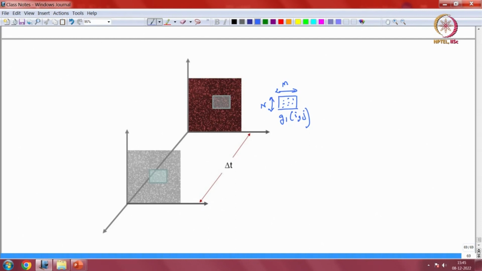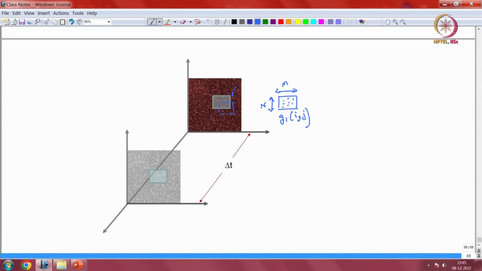Now, this particular small box, which we will call G1, you have to find where it has moved in the second image. This collection of particles would have moved somewhere in the second image, and it will not be at the same location. I am drawing this, maybe this is the new location in the second image, but this location is unknown. So, you have to find out where this G1 is in the second one.